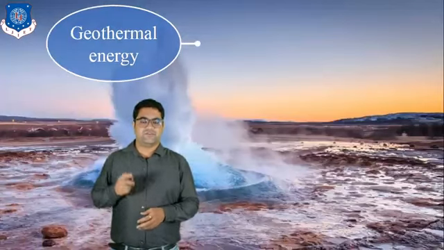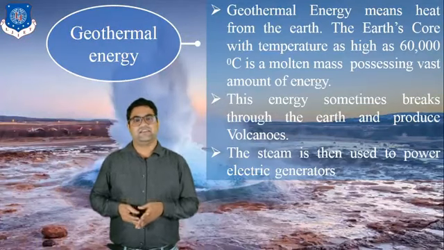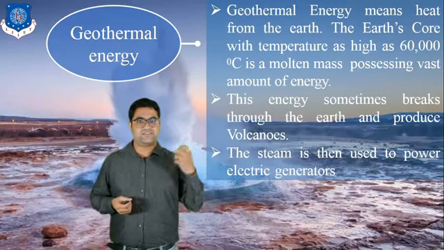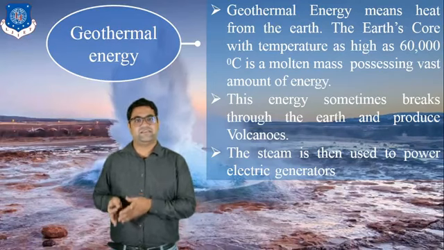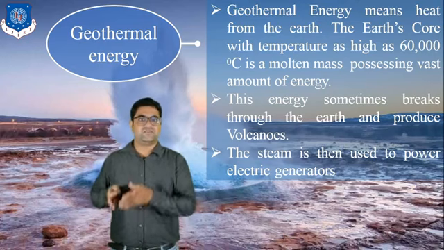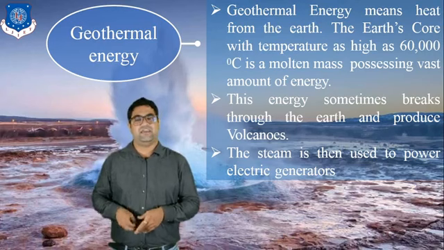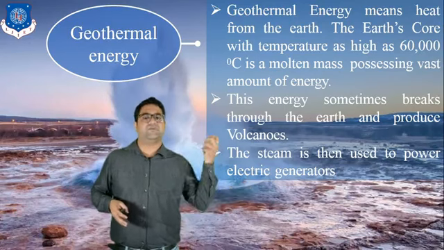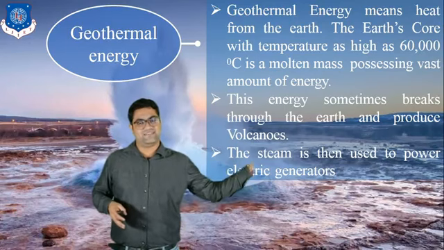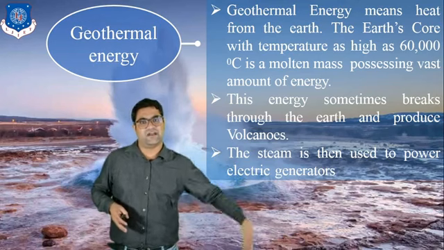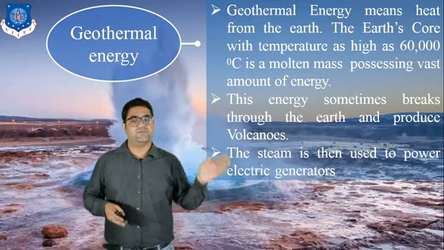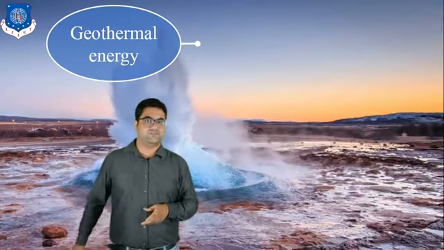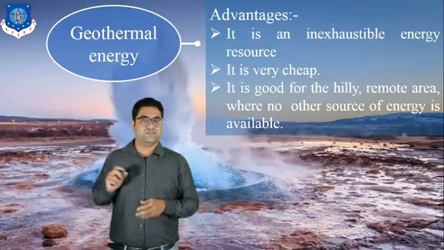Next, we are going to discuss geothermal energy. Geothermal energy is the energy which is stored in the core of the earth, at about 60,000 degrees Celsius. Sometimes this energy breaks through the earth and produces volcanoes. The heat stored in those volcanoes can be used to produce steam, and from that steam we can rotate the turbine, which finally produces electricity. This is how we can use the energy generated from volcanoes. This is what geothermal energy is.